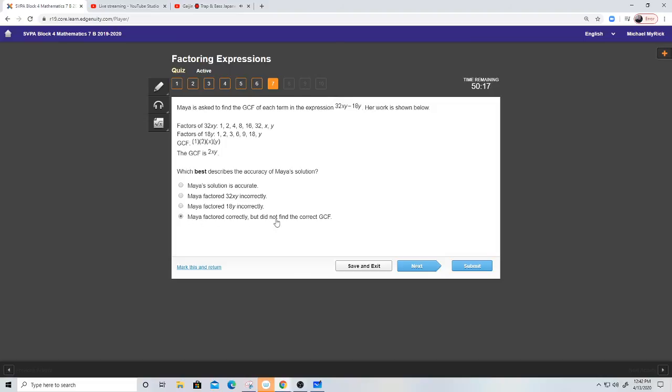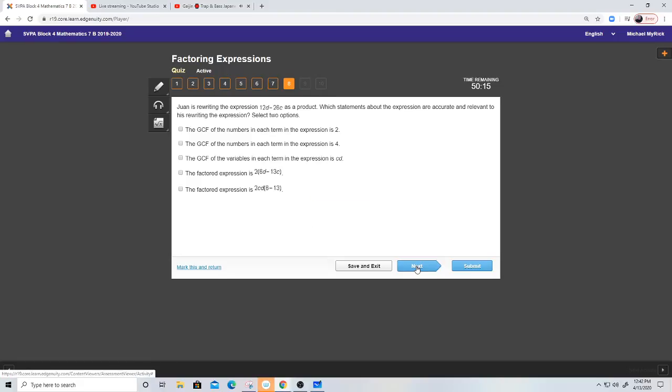Maya factored correctly but did not find the correct GCF. WAD is rewriting the expression 12D minus 26C as a product. Which statements about the expression are accurate and relevant to his rewriting the expression? Select 2 options. So we're looking for accurate and relevant. Relevant is so subjective.